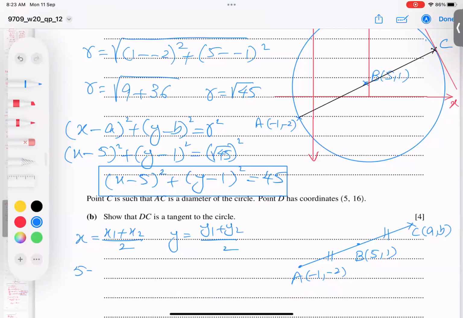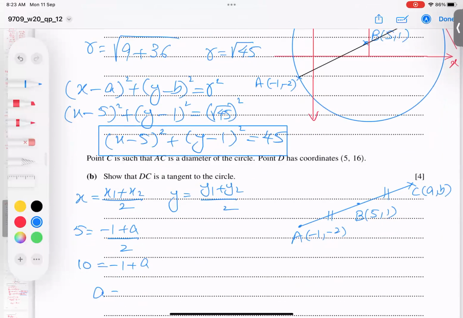Some students, by mistake, put it in the wrong place. X1 is -1, X2 is A. 2 multiplies there, 2 5s are 10. And this 1 goes there, and I get A equals 11. Same way I will find it. This 1 goes here, and -2 goes to Y1 and B goes here. So -2 plus B by 2. 2 multiplies there, I got 2 equals -2 plus B, and B becomes 4. So the C coordinate turns out to be 11, 4.